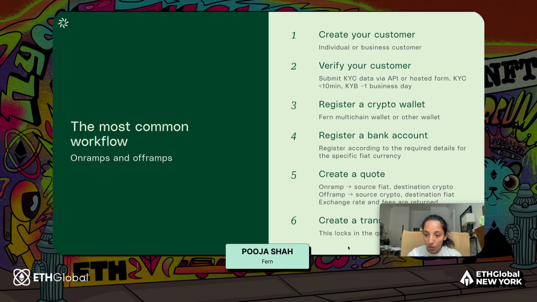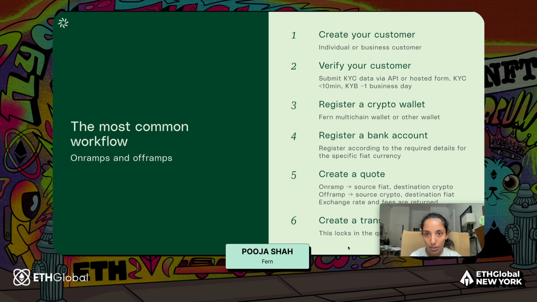The most common workflow that we see with the Fern API is on and off ramping. So the sequence of steps that we see customers need to go through, and you don't need to do all of this every time you are initiating an on and off ramp. Some of these are one-time setup steps, and some of these are ongoing steps that would need to happen every time you're interested in initiating a new transaction.